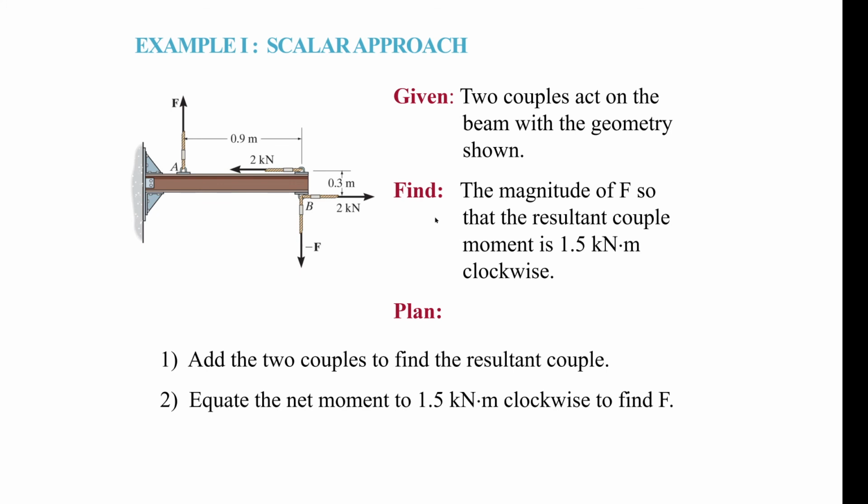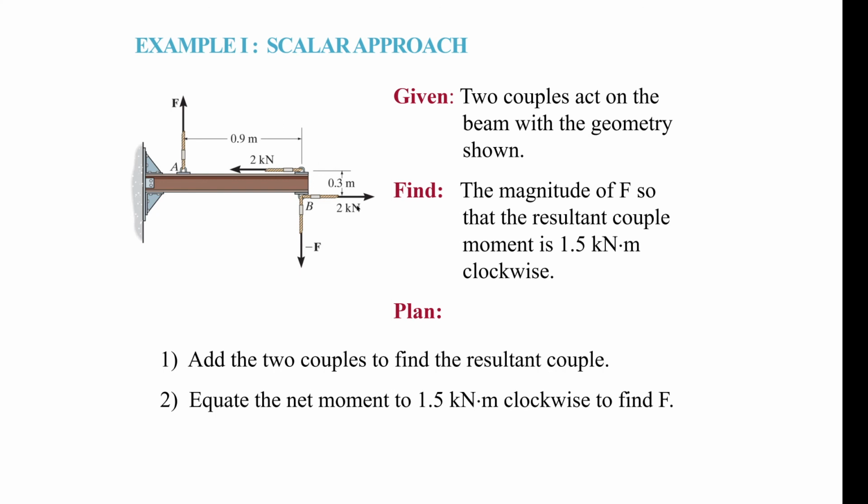Okay, so in this case, what we want to do is find an unknown force, but we're essentially going to take this same approach. What we're saying is that if you add two couples together, you're going to come up with 1.5 kilonewton meters. That's the desired couple, okay? And if we look at this, we have this force acting here, and we have an equal and opposite force acting at some distance at 0.9 meters.